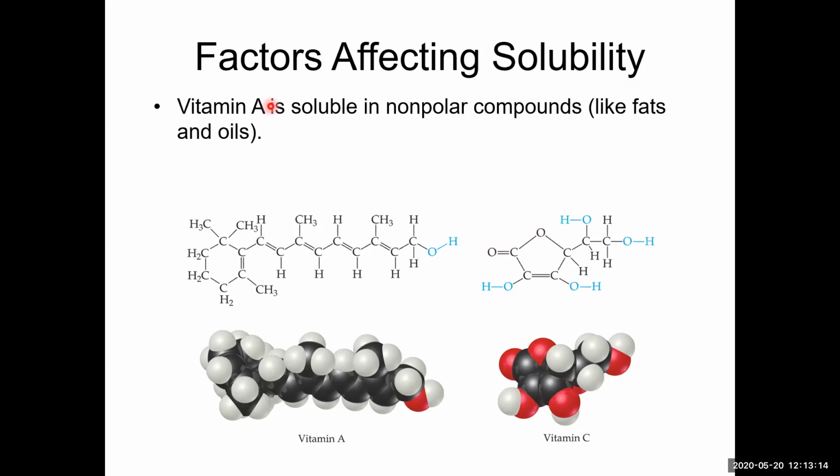And so vitamin A is soluble in non-polar substances like fats and oils, and vitamin C is very soluble in water. And so you can see the difference here with the hydrogen bonding capability.